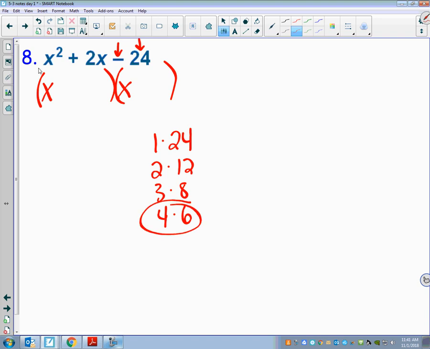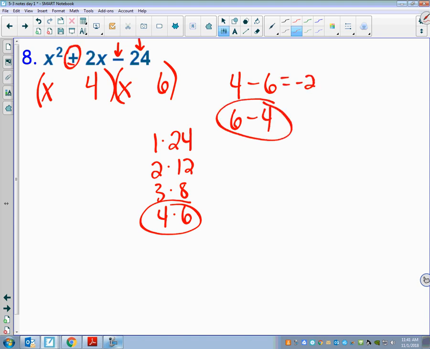It doesn't matter where you put the 4 and where you put the 6, but what matters is what signs you put on it. Which one gives you positive 2? Is it 4 minus 6, or is it 6 minus 4? Well, since it's a positive 2, it has to be this one, because this equals negative 2. So that means that the 6 is positive and the 4 is negative. And if you FOIL that back out, you'll get back the original problem.